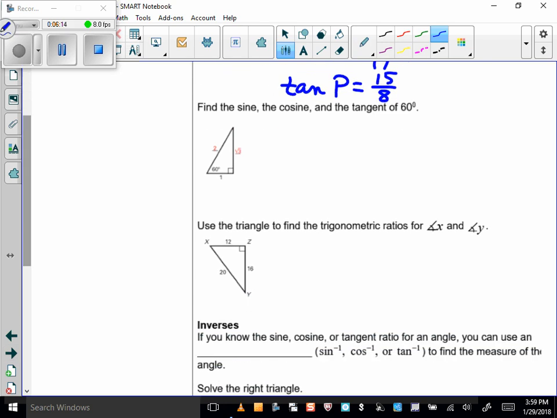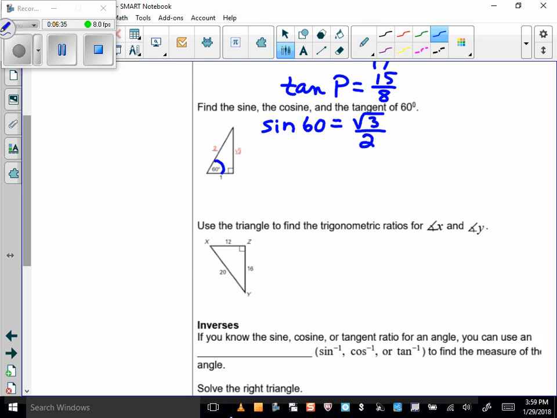All right, let's look at this next one. Find the sine, cosine, and tangent of 60 degrees. All right, well, the 60 is right there. There's 60. There's my reference angle. So the sine of 60 is going to be the side opposite, which is the square root of 3, divided by the hypotenuse, which is 2.